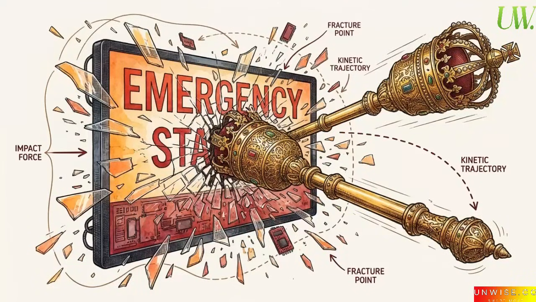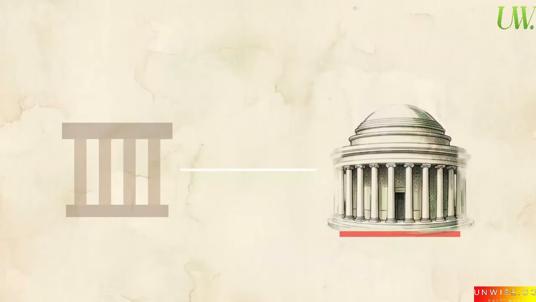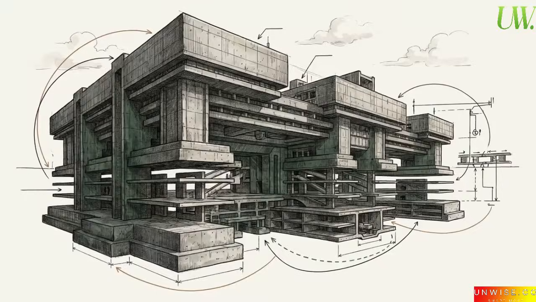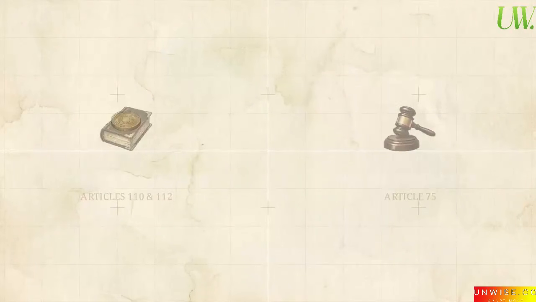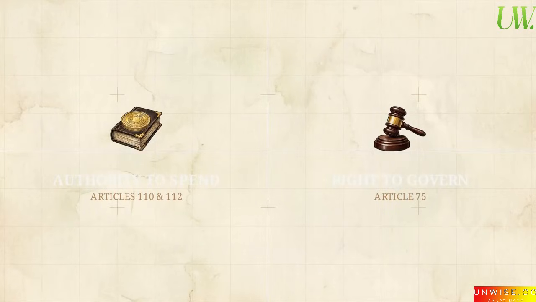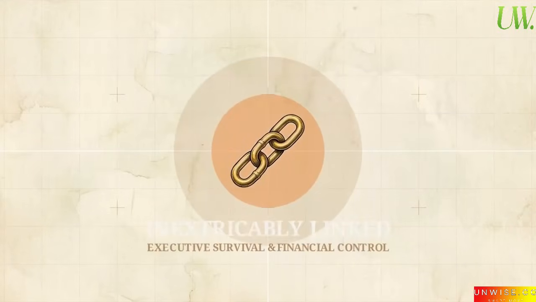Even in moments of extreme crisis, the lower house retains the exclusive authority to pass a resolution forcing the discontinuance of a national emergency, stripping emergency powers away from the executive branch. The executive wields the immense physical power of the state. But the legislature holds the tether, securely fastened around the nation's purse. In the Indian constitutional schematic, the authority to spend money and the right to govern are not separate concepts. Financial control and executive survival are mathematically and inextricably linked.